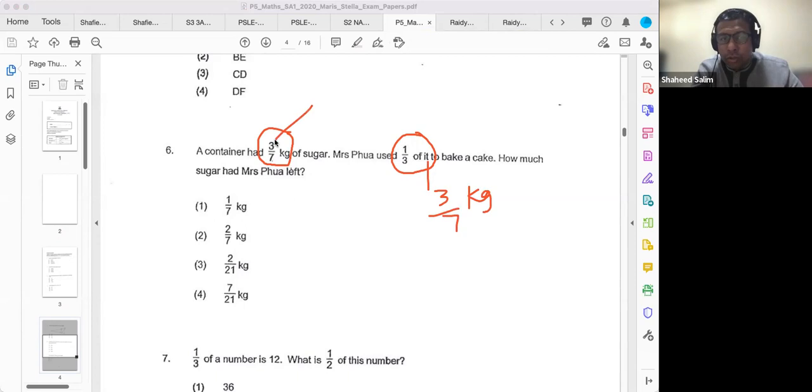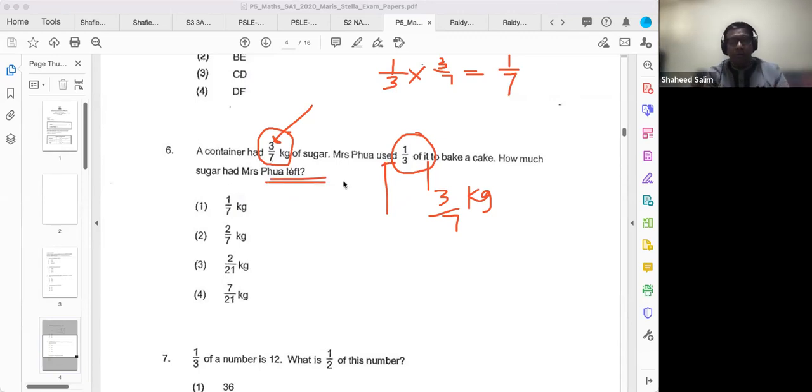At first got 3/7. Now, if you use 1/3 of it, "of" means times. It is 3/7. Can you find out how much? So you say number one. Yeah, that is being used is number one. She used. Now they want how much is left. So what's your answer? Yes, number two, because 3/7 minus what is used, you get 2/7. You are very clear, right?